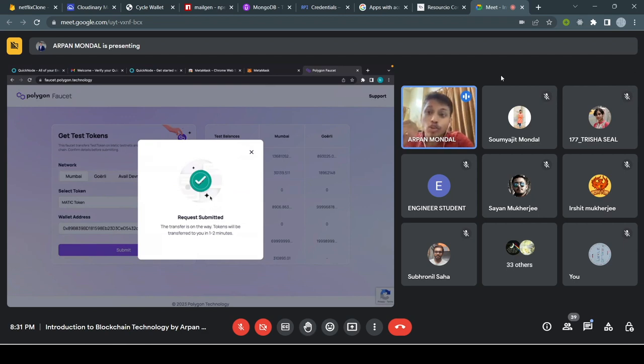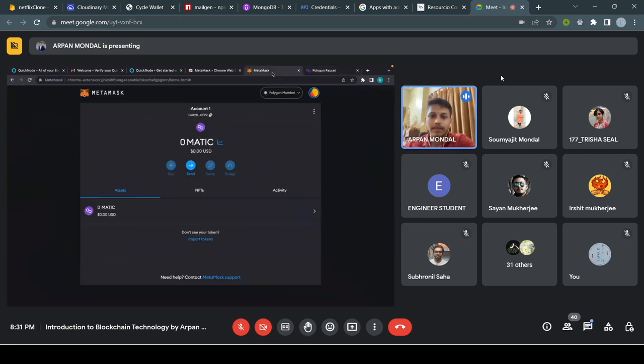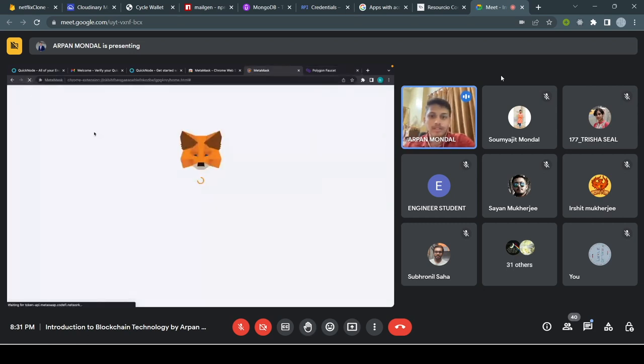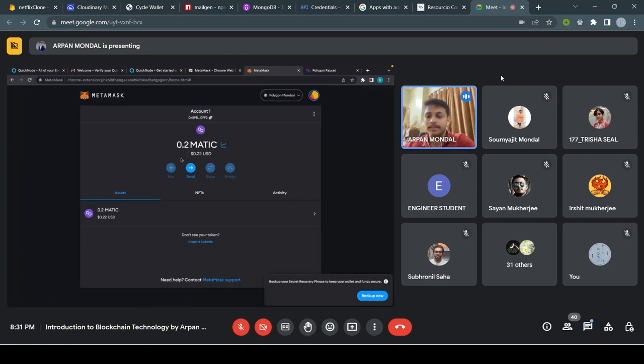See, this is so fast. If you do it on Ethereum, it will take so much time. Even the confirmation request takes 2 to 3 minutes, but Polygon is so fast. You are getting to see everything live. What better than this? I think it has come into the wallet. Let me refresh one more time. Yes, see, it's so fast. It came within a minute. That's why we are using Polygon, because it is a scalable system.